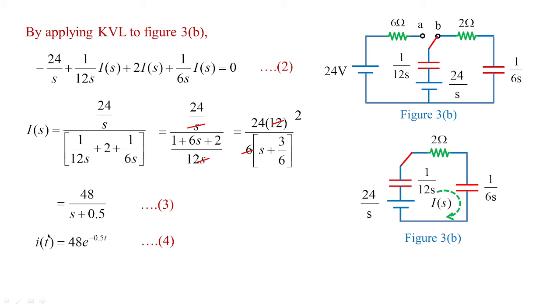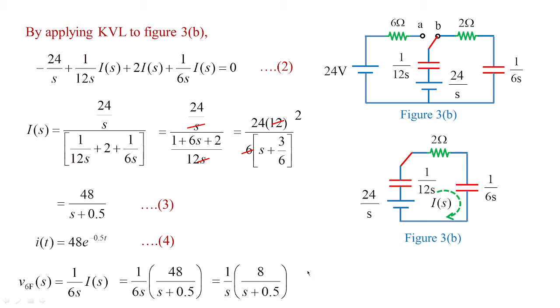Also, the secondary requirement is the voltage across 6 farads. It is given by 1 by 6S times I of S, where the I of S value is 48 by S plus 0.5. Now with small simplifications, the equation changes to 8 by S of S plus 0.5, and this under partial fractions can be taken as A by S plus B by S plus 0.5. So this we are treating as equation 5.